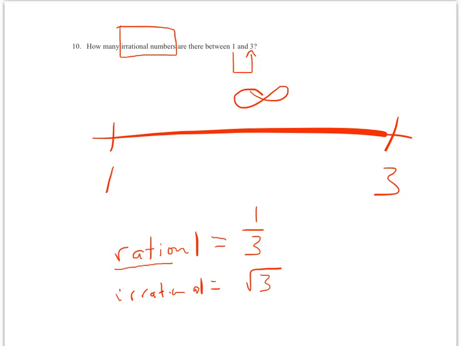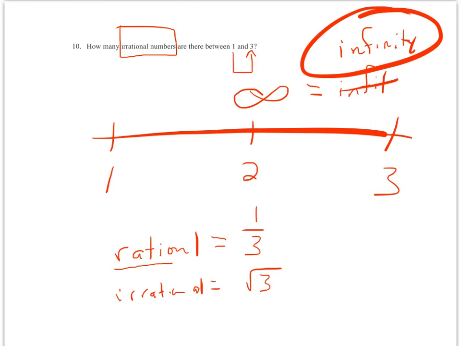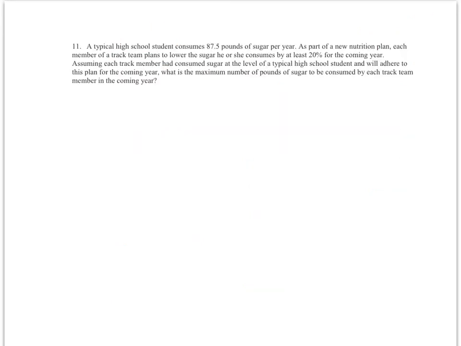If the question had asked something like how many integers, then that answer would be 1. There's only one integer between 1 and 3. That integer is 2. So this is infinity for this question. How many rational numbers between 1 and 3? Infinity.